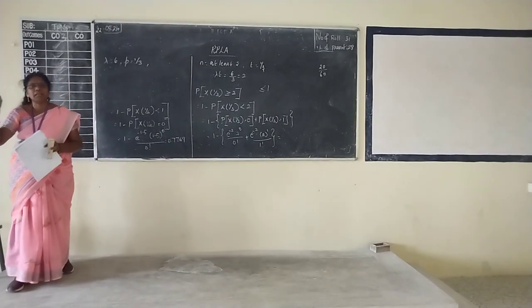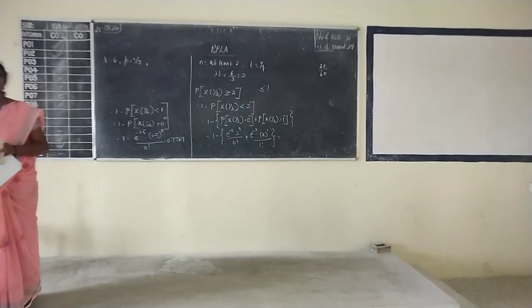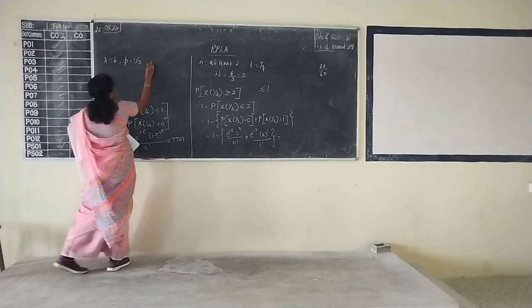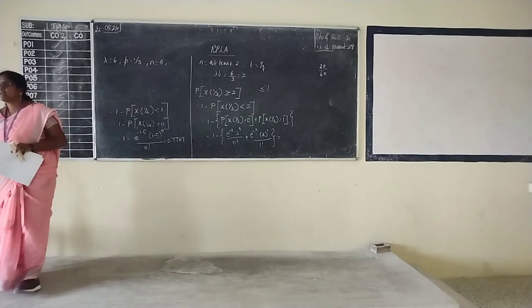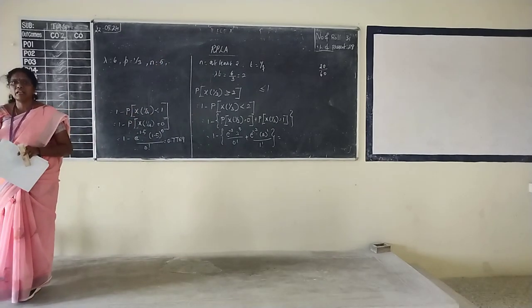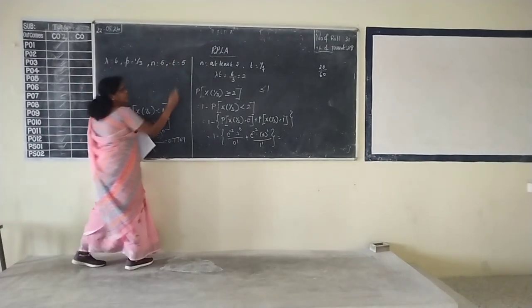What is the 5 particles? Indicates which value? N. So you are given n equals 5. For which time interval you are going to discuss? 5. So what is the t value? 5. So all the information is given directly.